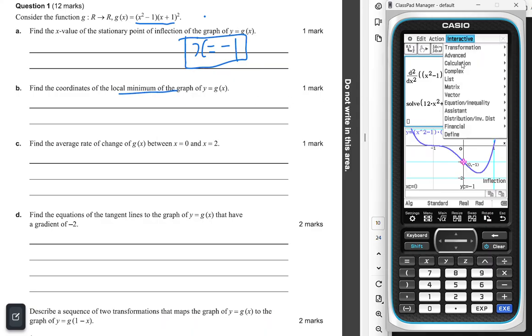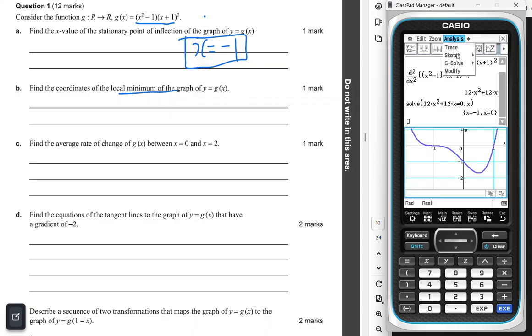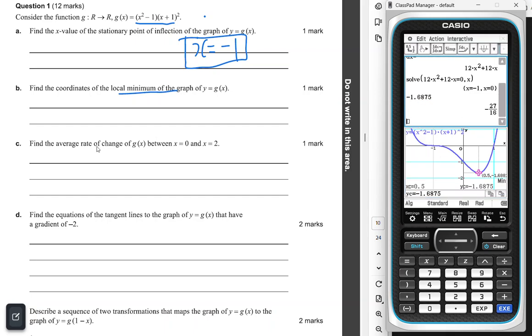Find the coordinates of the local minimum. Graph, interactive, calculate, analysis, G-solve minimum, and that's going to be at 1/2. And so it's going to be the coordinates 1/2 and -27 on 16.